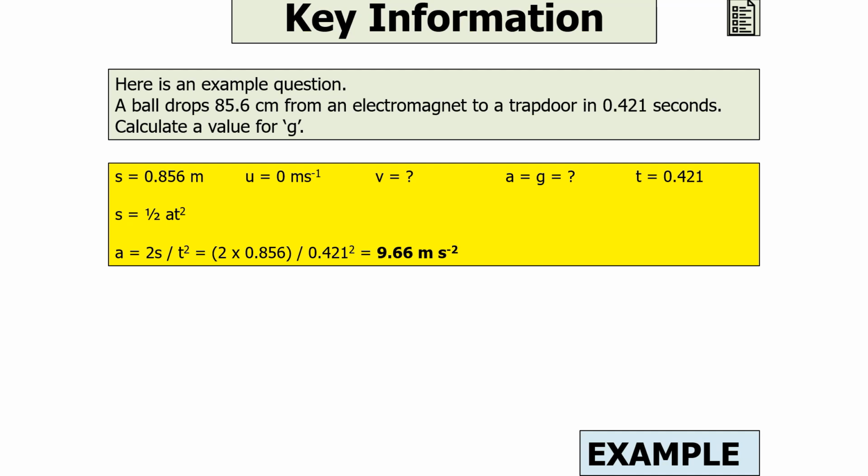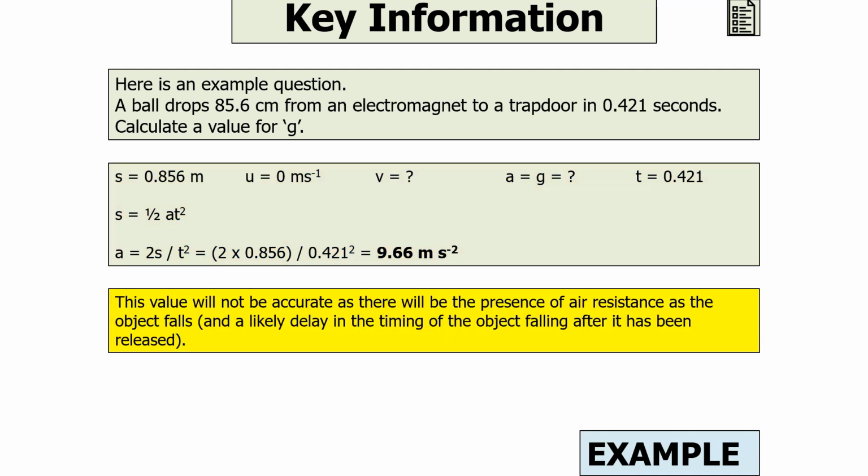So we can use the equation s equals a half gt squared, or at squared, so therefore g or a is equal to 2s over t squared. Pop in our values and we get 9.66 meters per second squared. Now it's important to note that this value will not be accurate, as there will be a presence of air resistance as the object falls, and also there's likely to be a delay in the time of the object falling after it has been released.